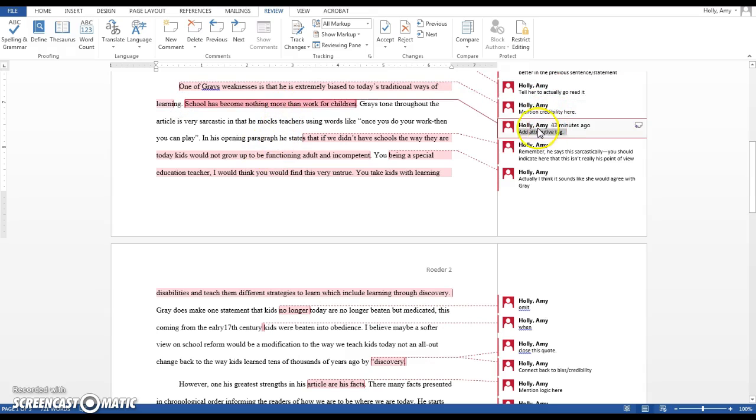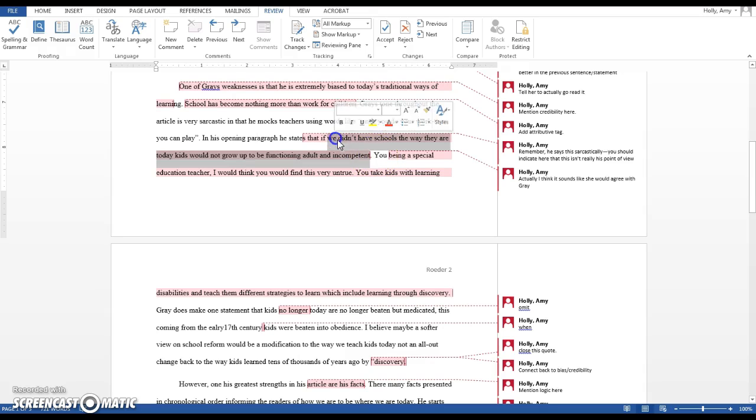And then a lot of this actually needs attributive tags, and I'm going to try to point those out throughout the essay, but it was sometimes hard to tell if you were saying things that were your own opinion or if you were actually talking about what Gray says, so watch out for that. This statement is almost a little bit inaccurate to what Gray is arguing in the article. You say, so in his opening paragraph, he states that if we didn't have schools the way they are today, kids would not grow up to be functioning adults and competent.